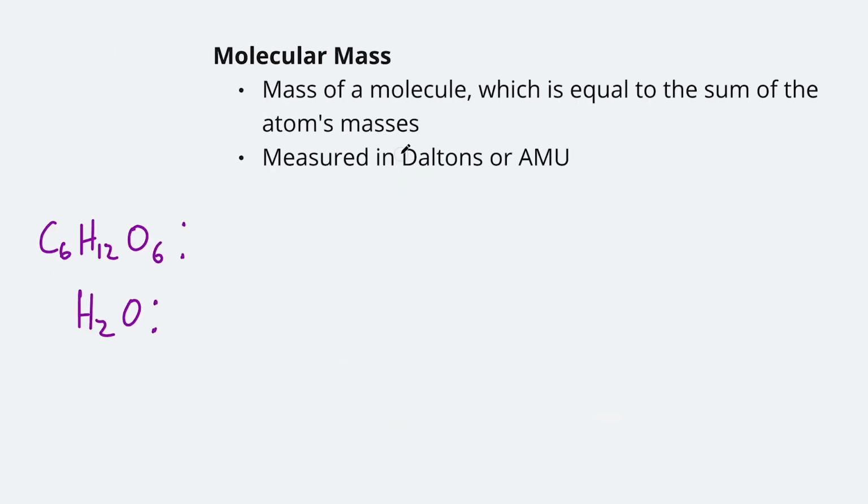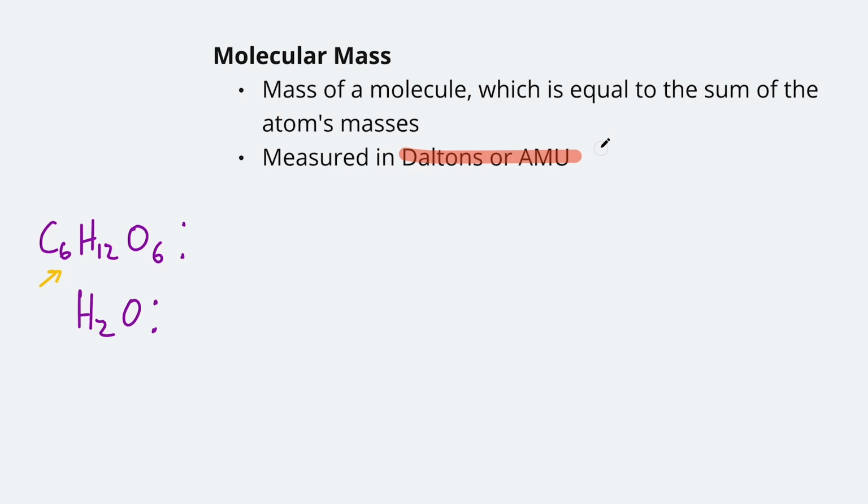Now we'll talk about molecular mass. Molecular mass is simply the mass of a molecule, and it's measured in Daltons or AMU, which is atomic mass units, a super small unit of mass. You find this by using the periodic table to find the masses of the individual elements in your molecule, and then you multiply those masses by the subscript for those elements.